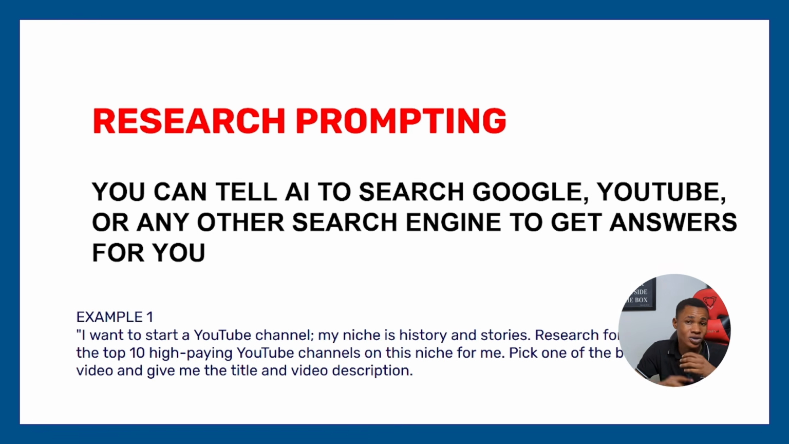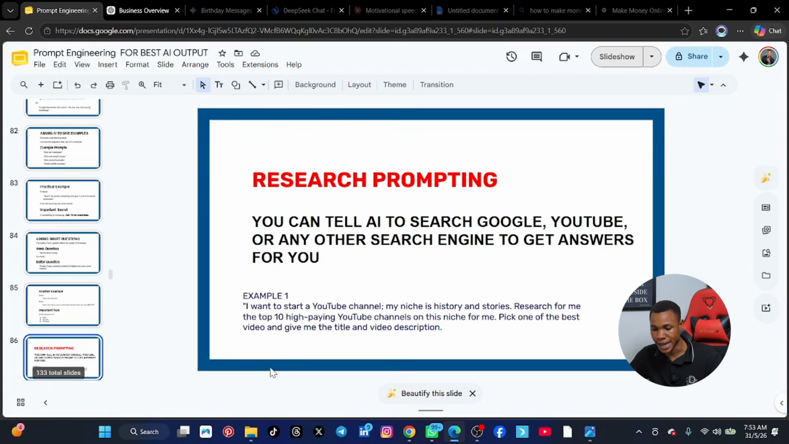Now, for example, if you want to start a YouTube channel, for those of you who will start a YouTube channel, I'm already making videos for you on that. We are going to go to that. Is that okay? Now, imagine you are making videos on that, you can say, let's do this example. I want to start a YouTube channel. My niche is history and stories. Research for me the top 10 high-paying YouTube channels in the niche. Pick one of the best videos and give me the title and description. This is the AI. Is that okay?